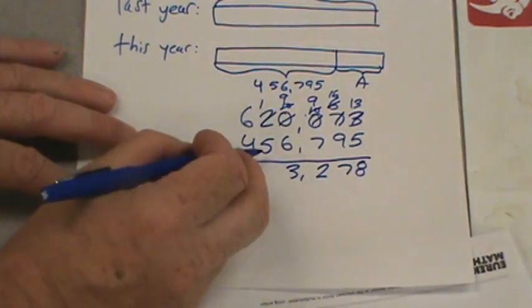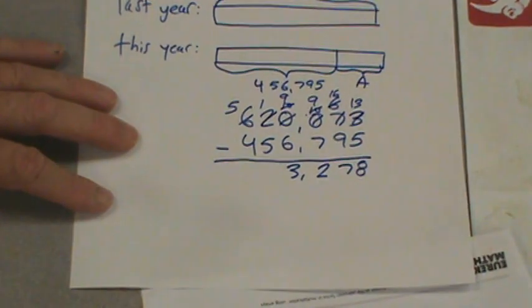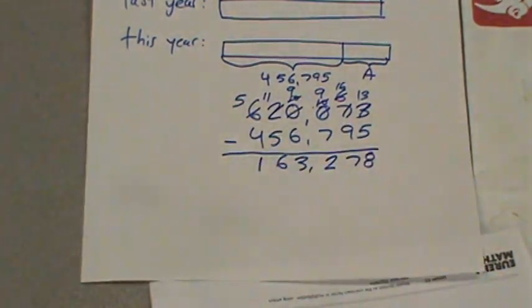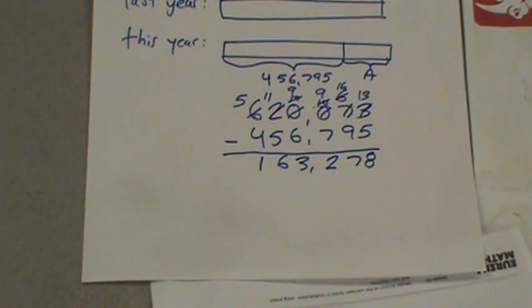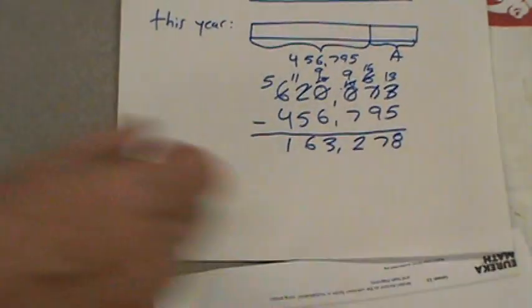We're here, I can't take away 5 10,000s from 1 10,000. We will decompose one of the 100,000s, and this becomes 11 10,000s. 11 10,000s minus 5 is 6. 500,000s minus 4 is 100,000. And there we have our answer, 163,278. At this time, I'll leave that up there.